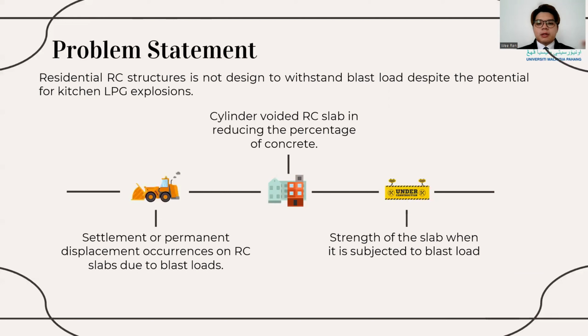Next will be the problem statement. The RC structure constructed for residential use is not designed to withstand blast load. However, the LPG used in the kitchen is possible to explode. A recent innovation on the slab, the void slab, is introduced. Therefore, the purpose of this thesis is to study the cylinder void RC slab in reducing the percentage of concrete and the strength of the slab when it is subjected to blast load.